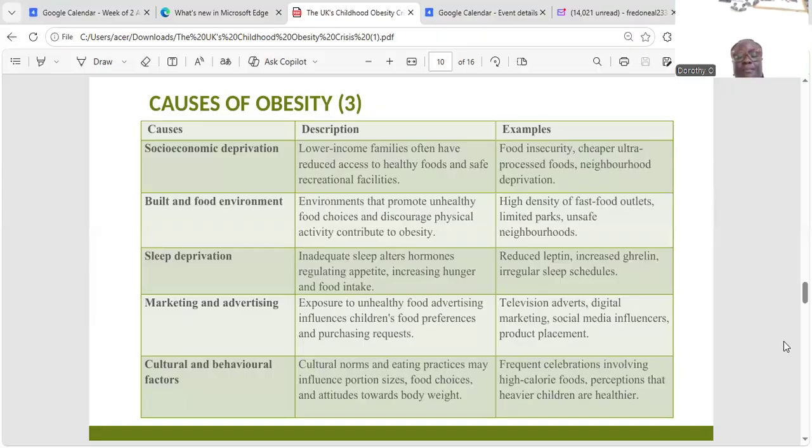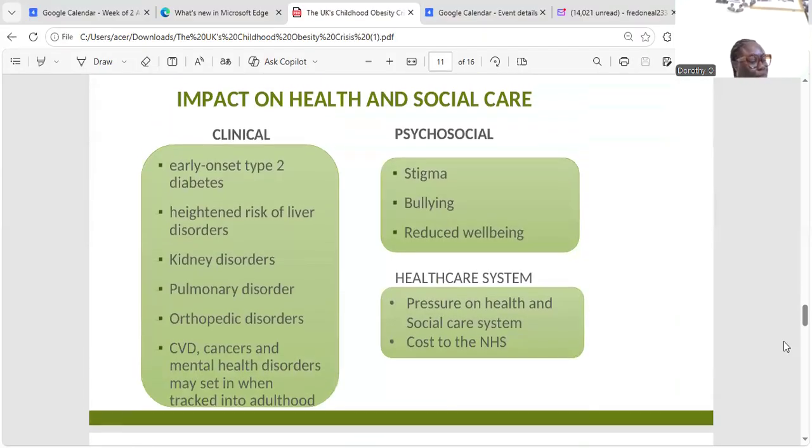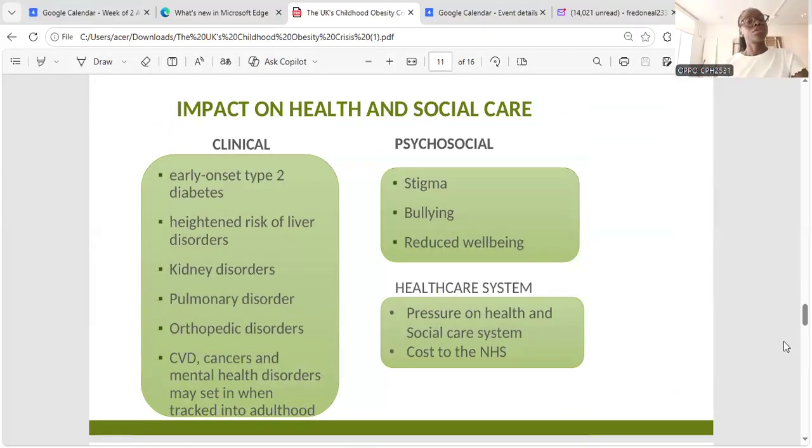Thank you, Shade. My name is Chelina, and I'm going to talk about the impact on health and social care. When we talk about the impact on health and social care, we have to divide it into three categories: clinical, psychosocial, and healthcare system itself.